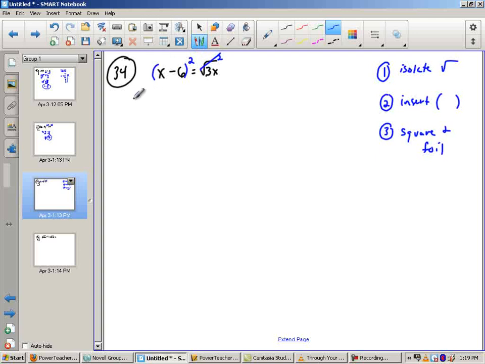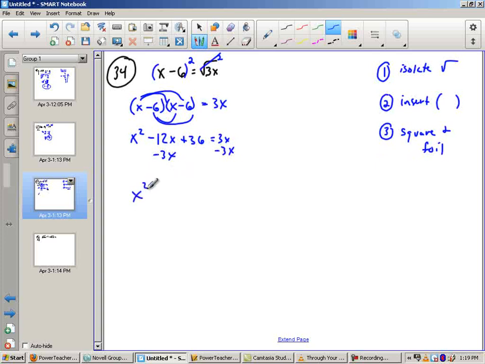And squaring on the left side produces a FOIL. So x minus 6 times x minus 6 equals 3x. Well, through the distribution, I'll get x squared. I'll get minus 6 and minus 6x. That's minus 12x. And then -6 times -6 is positive 36 equals 3x. I always want these to equal 0, so I'll subtract 3x to get x squared minus 15x plus 36 equals 0, and then I'll try to factor.